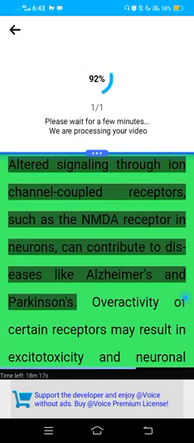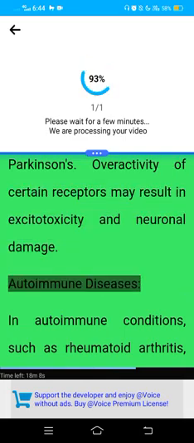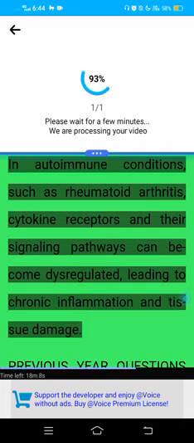Neurodegenerative diseases. Altered signaling through ion channel coupled receptors, such as the NMDA receptor in neurons, can contribute to diseases like Alzheimer's and Parkinson's. Overactivity of certain receptors may result in excitotoxicity and neuronal damage. Autoimmune diseases. In autoimmune conditions, such as rheumatoid arthritis, cytokine receptors and their signaling pathways can become dysregulated, leading to chronic inflammation and tissue damage.